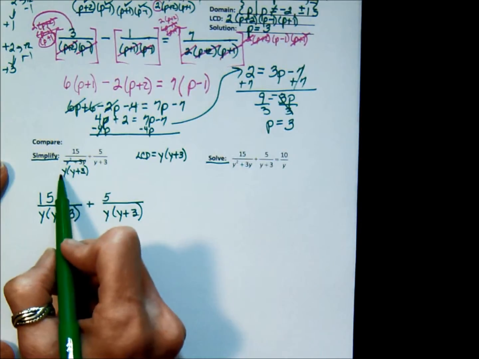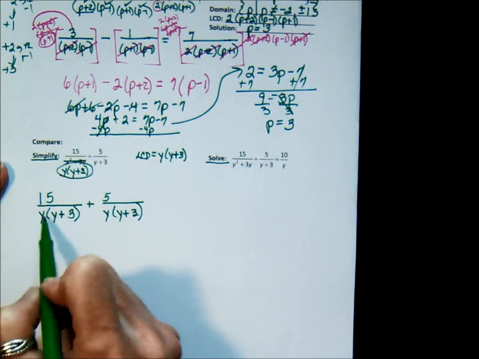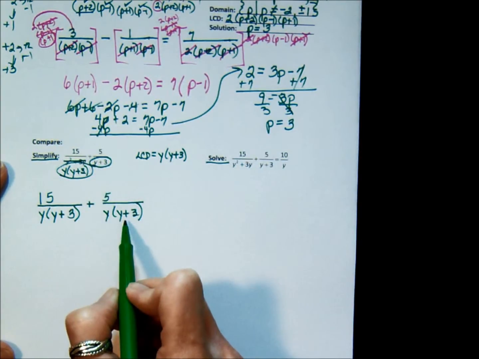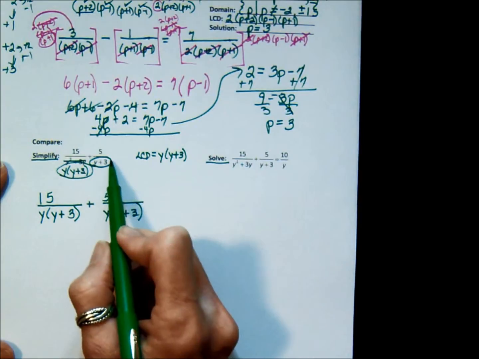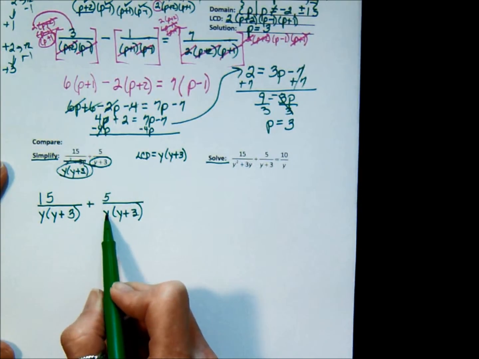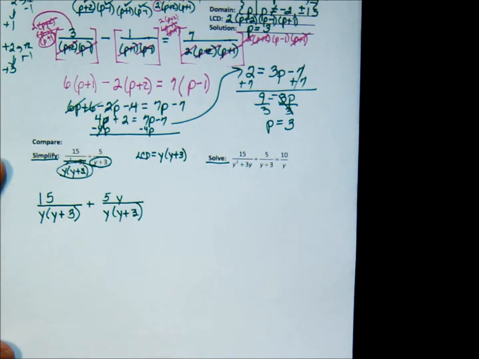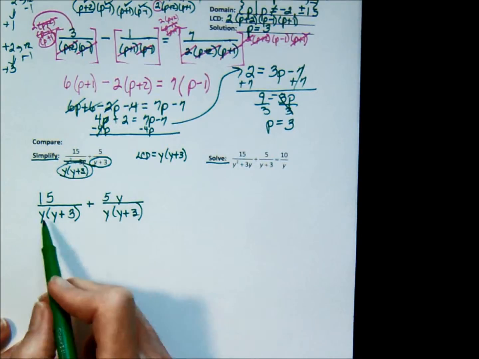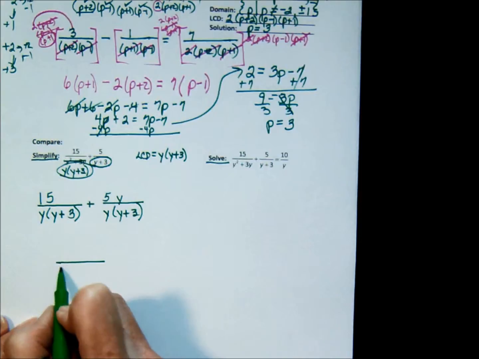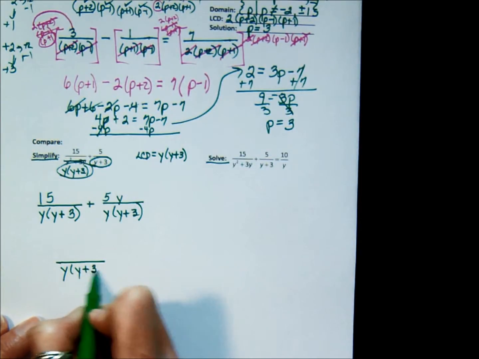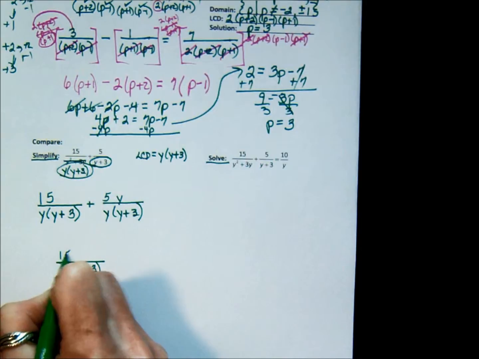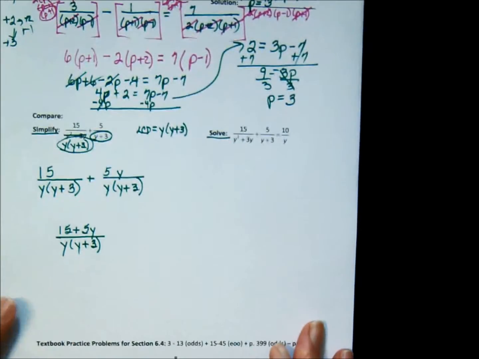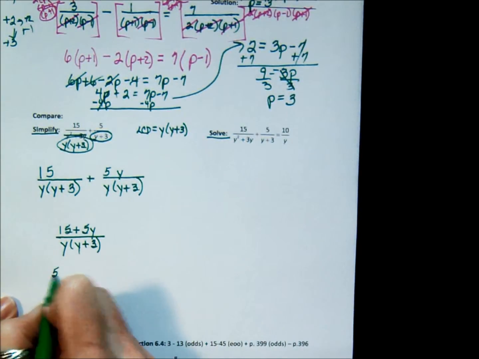Well, this denominator was already like this, so I need to do nothing to the 15. This denominator was not already like this. It's missing a y. So to get from here to here, I had to multiply by y. So I have to do the same thing to my numerator. Notice my denominators didn't go away. Now that I have a common denominator, I can write my numerators combined over that common denominator. So 15 plus 5y. Now, am I finished? Maybe, maybe not. I need to factor that numerator and see if there's anything that will cross cancel.